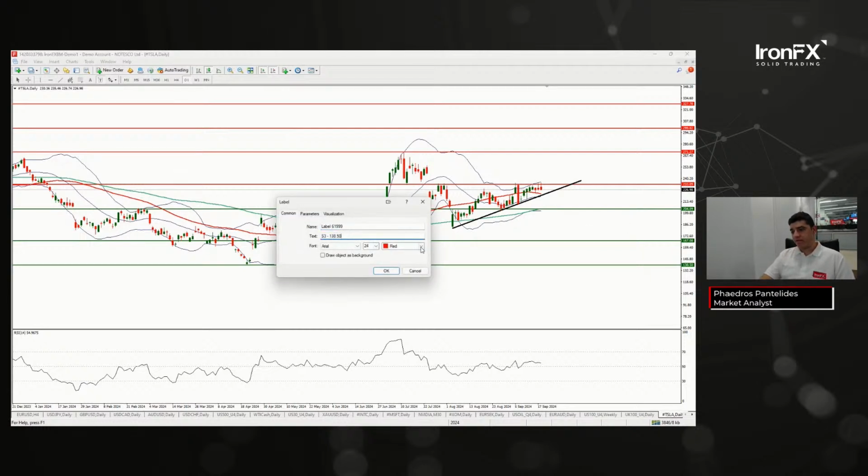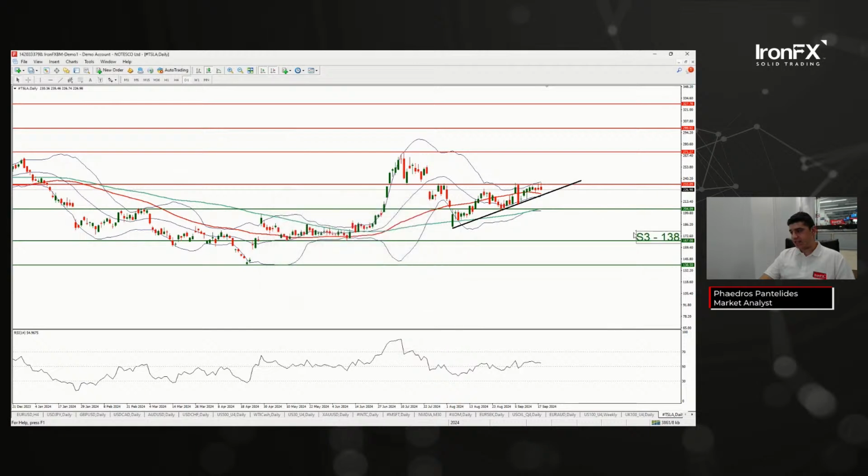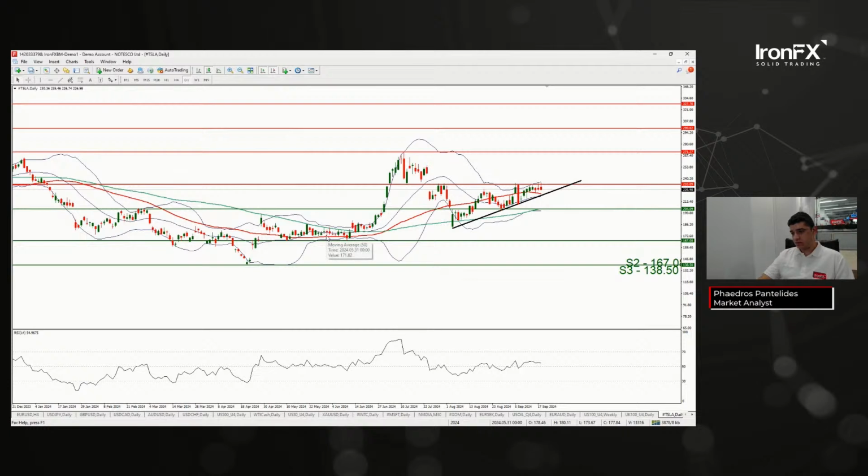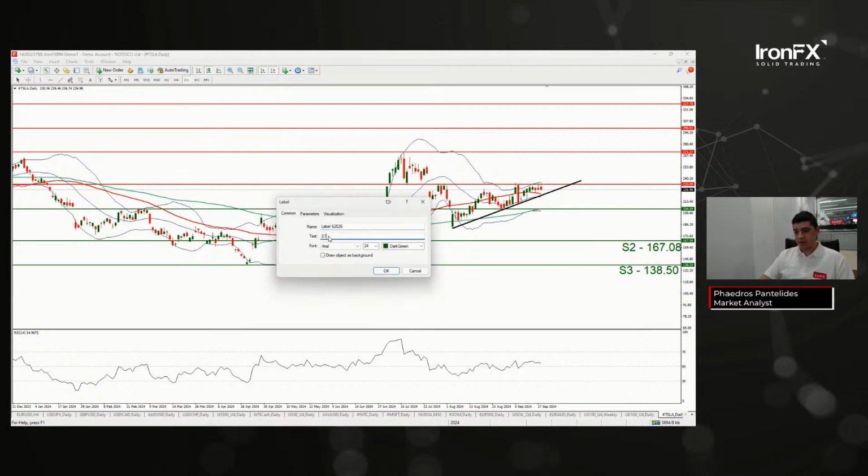I'm at 138.15, so I'm turning that to green. That is S3. This low point here. Then for S2, 167.08. That is where it found support before moving higher. As you can see around here. And then 204.09 as my S1.